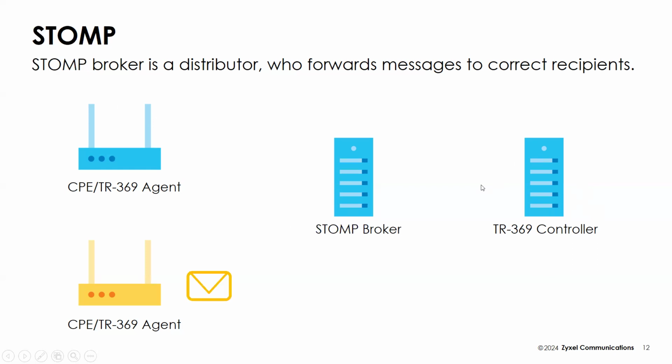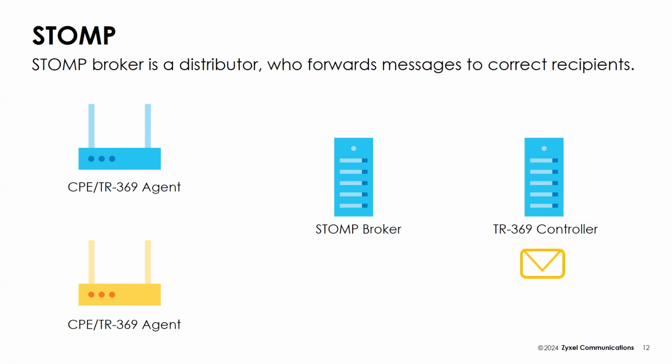Okay, and this is the architecture of STOMP. As you can see, the topology is nearly the same as MQTT. It also requires us to set a broker between the agent and the controller like this. So when a STOMP client wants to send a message to a controller, it will first need to send the message to the broker. Then the broker will help us to send the message to the controller.